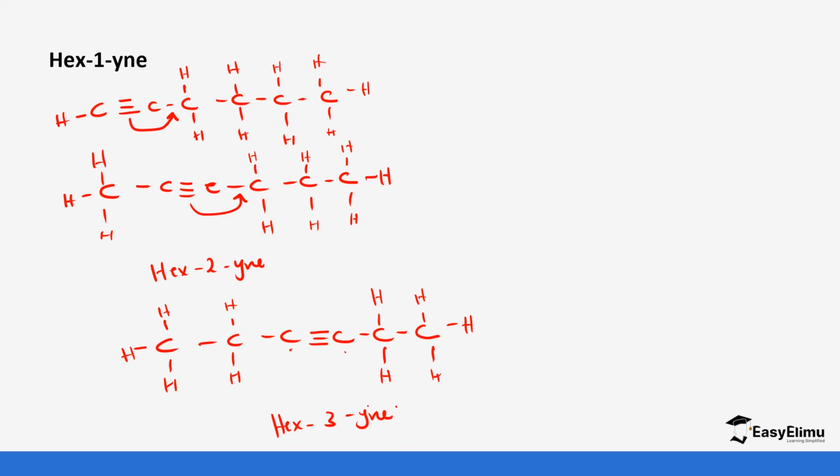So you see how we moved the triple bond to carbon number 2 and carbon number 3. If we do decide to move this triple bond further, we'll be repeating ourselves because it will still look like hex-2-yne. So this tells us that hex-1-yne has two positional isomers, that is hex-2-yne and hex-3-yne.